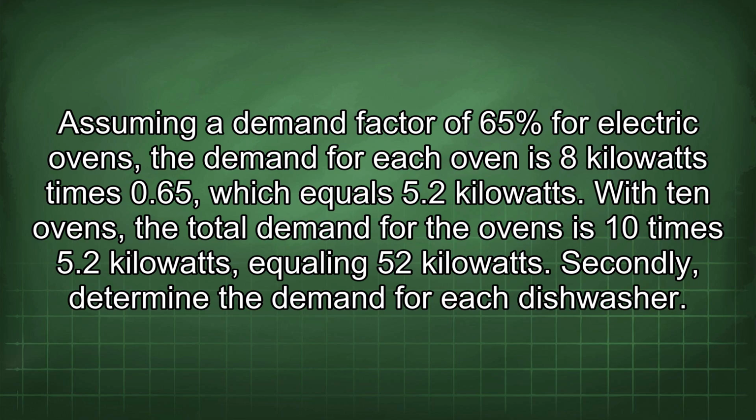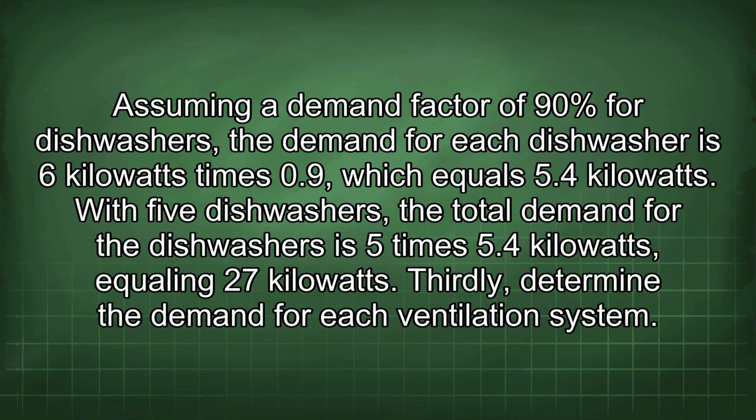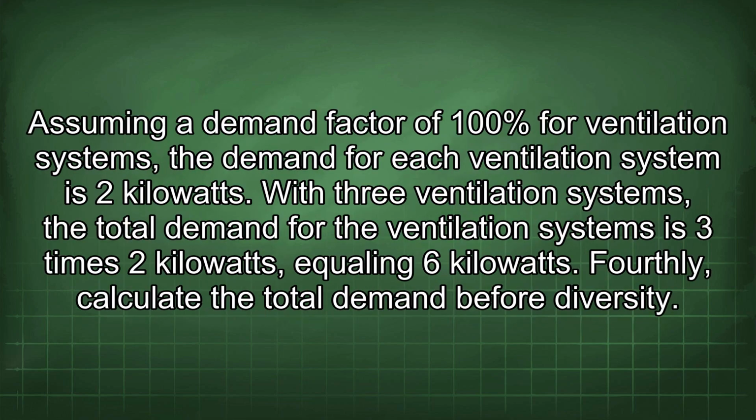Secondly, determine the demand for each dishwasher. Assuming a demand factor of 90% for dishwashers, the demand for each dishwasher is 6 kilowatts times 0.9, which equals 5.4 kilowatts. With 5 dishwashers, the total demand for the dishwashers is 5 times 5.4 kilowatts, equaling 27 kilowatts. Thirdly, determine the demand for each ventilation system. Assuming a demand factor of 100% for ventilation systems, the demand for each ventilation system is 2 kilowatts. With 3 ventilation systems, the total demand for the ventilation systems is 3 times 2 kilowatts, equaling 6 kilowatts.